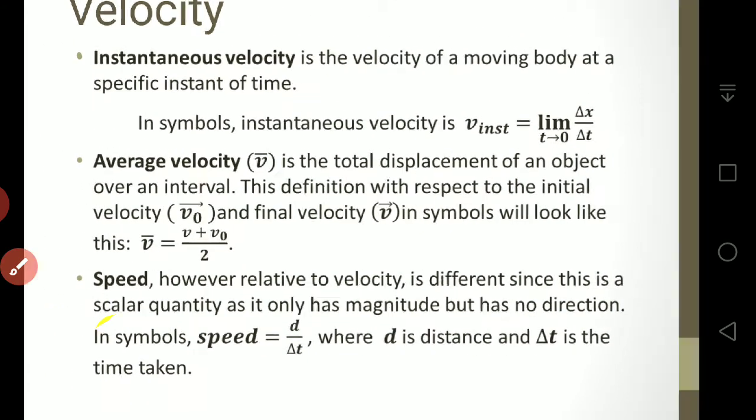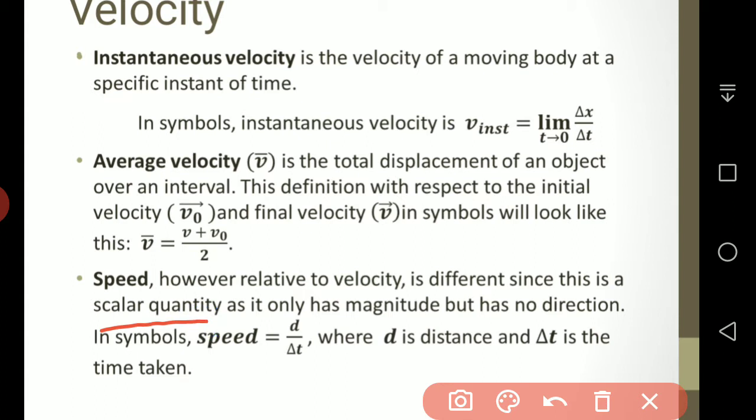So, kita na tayo ulit dito sa next, no? Ay, hindi. Sa speed pa pala. So, speed lang. However, relative to velocity is different. Dinidistinguish natin ang pagkakaiba ng speed at velocity. Since this is a scalar quantity, speed is a scalar quantity as it only has magnitude but no direction. So, ang speed is just distance divided by time.